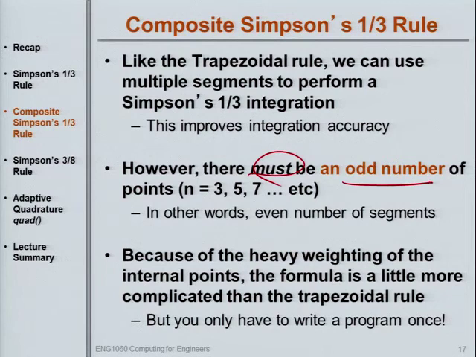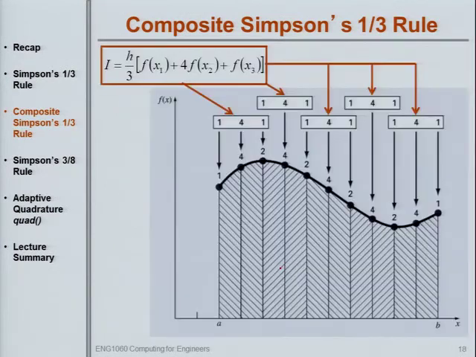Now, because of the non-uniform weighting of the internal points, the formula is just slightly more complex for Simpson's rule, but boy, it's not really very much more complex. So let's just have a look at the composite Simpson's rule. We have A and B. We split it up into pairs of intervals, and there's 5 pairs of intervals there. So we have 10 intervals, 11 points.